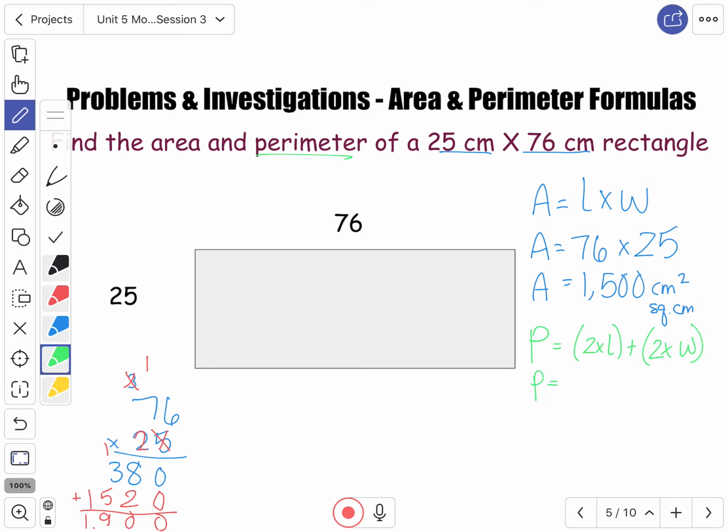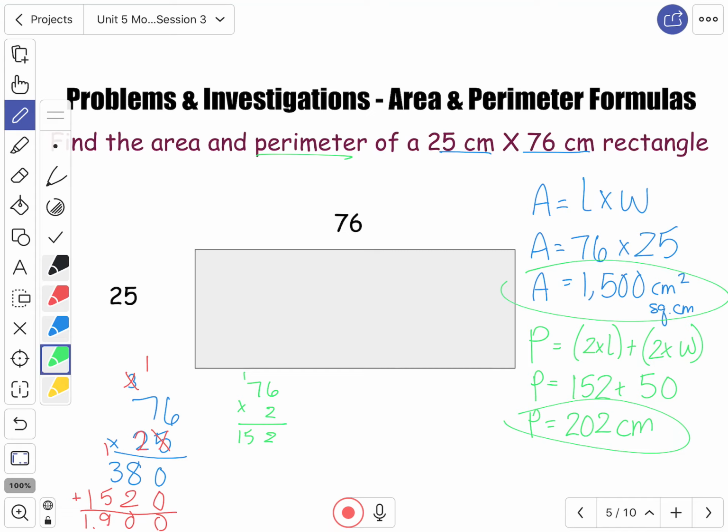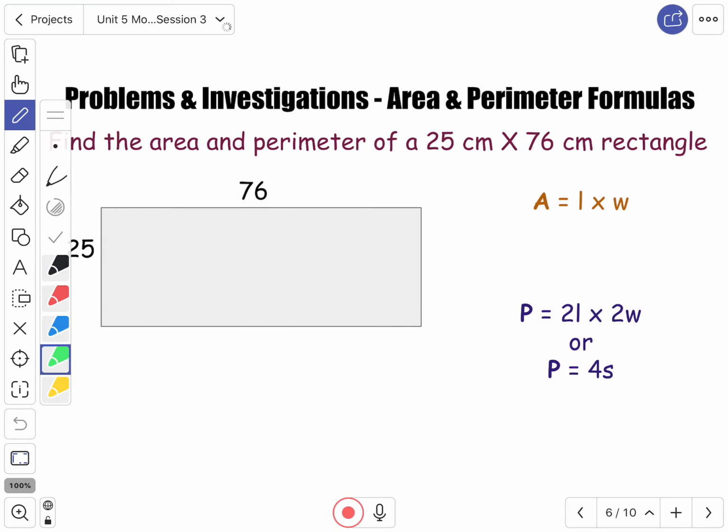2 times 76. Let's figure out what 76 times 2 is real quick here. That is 152. And then 2 times the width, 25 times 2 is 50. So 152 plus 50, so the perimeter is 202 centimeters.